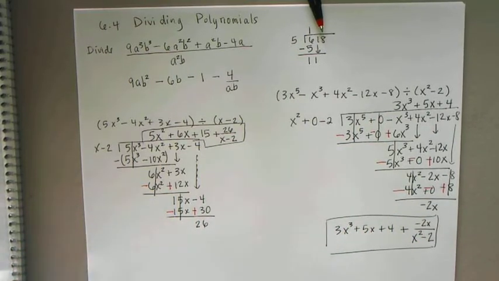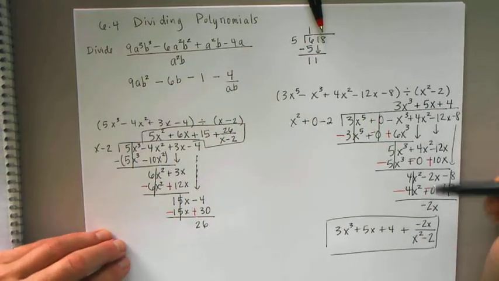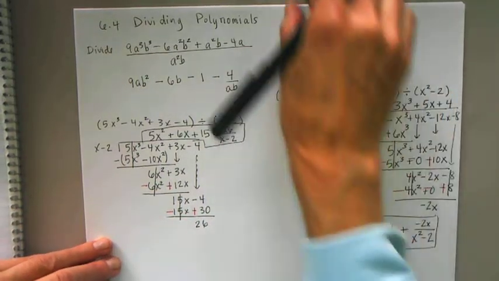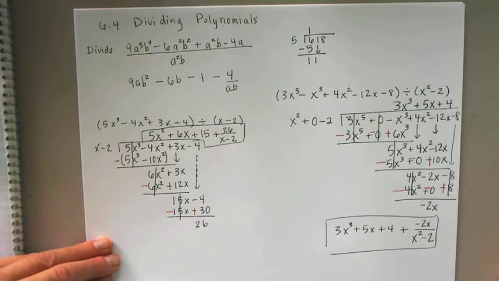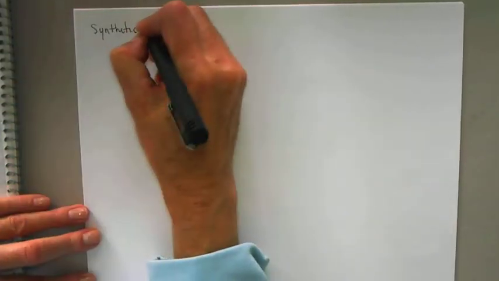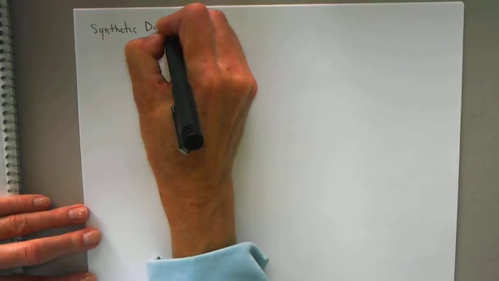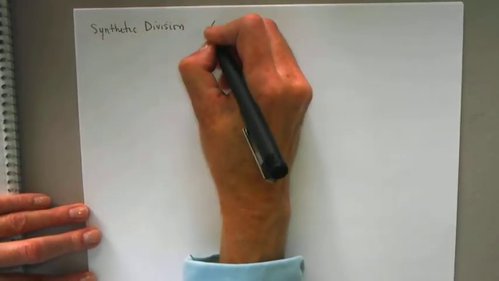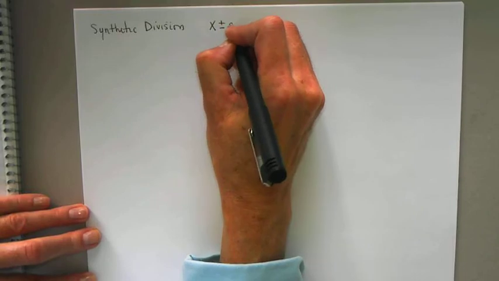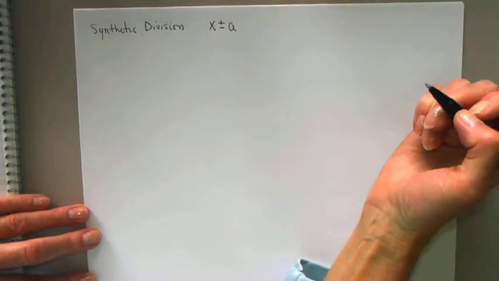Okay. Now, that's pretty long. And so mathematicians found a short way to divide, and it's called synthetic division. You can only use it when you're dividing by x plus a number or x minus a number. So I'll use a for anything.